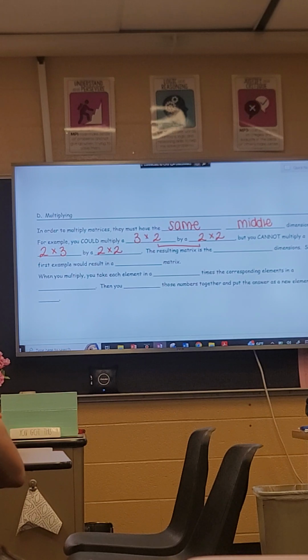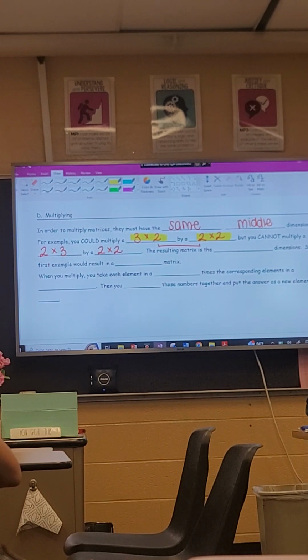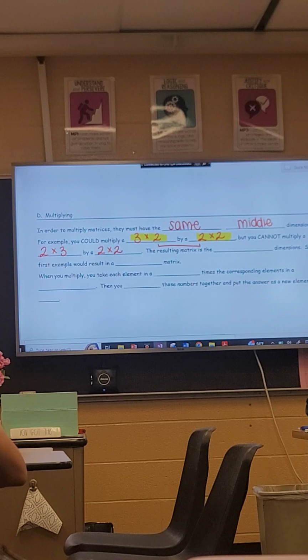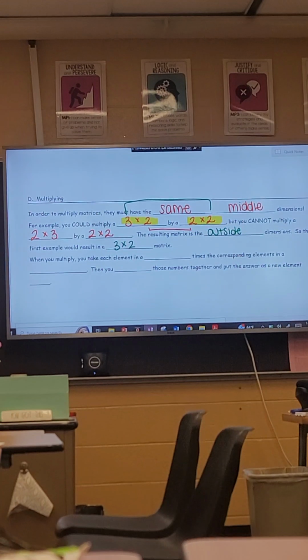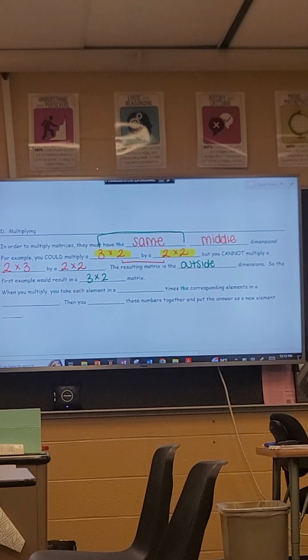Row by column. Always row by column. If you multiply this 3 by 2 and this 2 by 2, we can because they have the same middle pieces. Your resulting matrix is going to be the outside dimensions. So the inside tells you whether you can multiply them. The outside tells you what you're going to get. So what's the dimensions of my new matrix? 3 by 2.